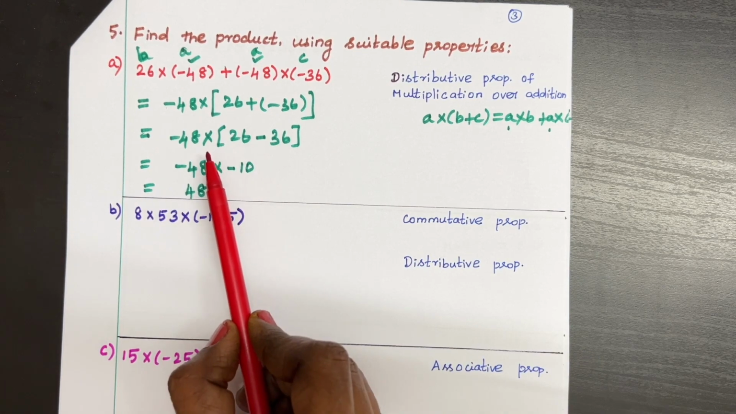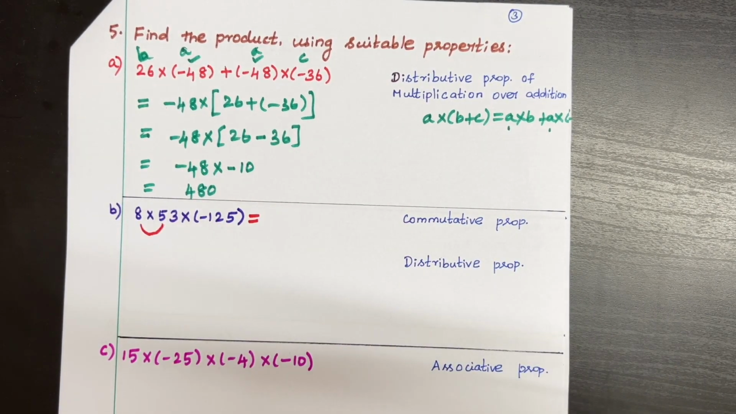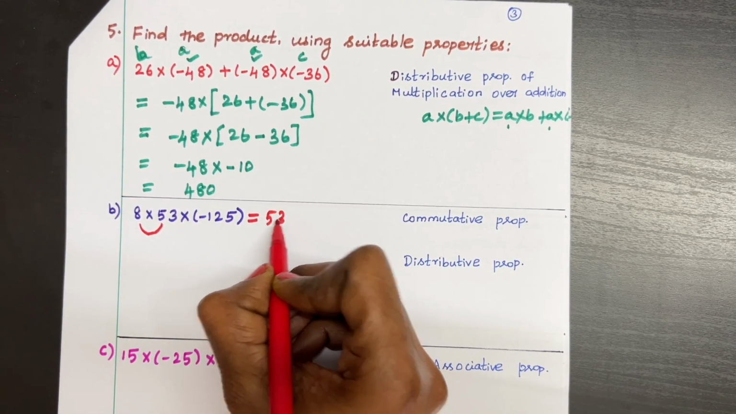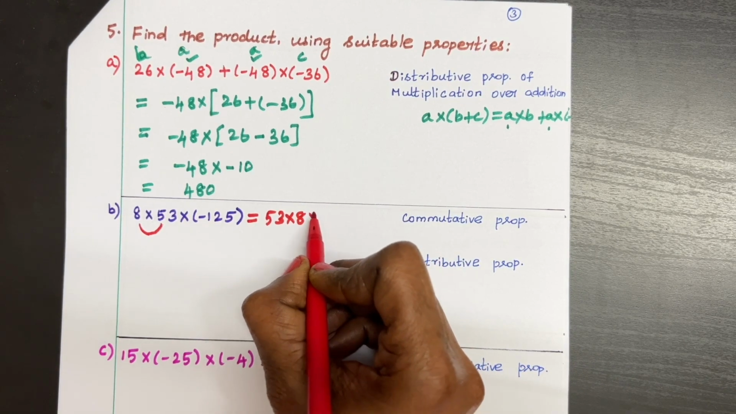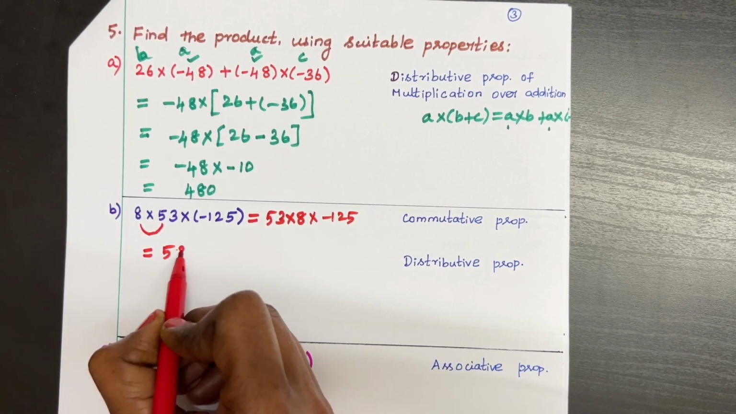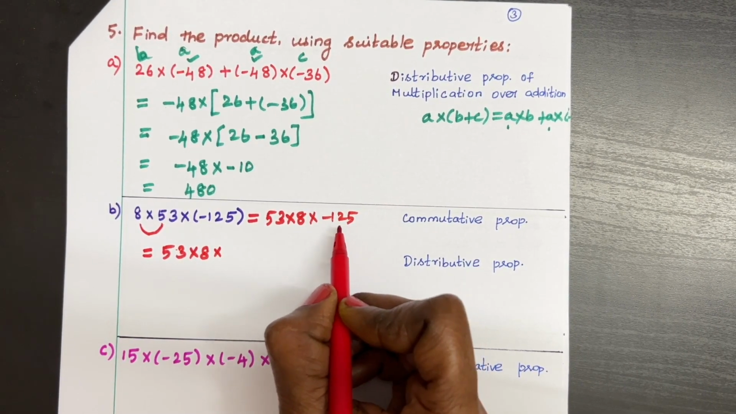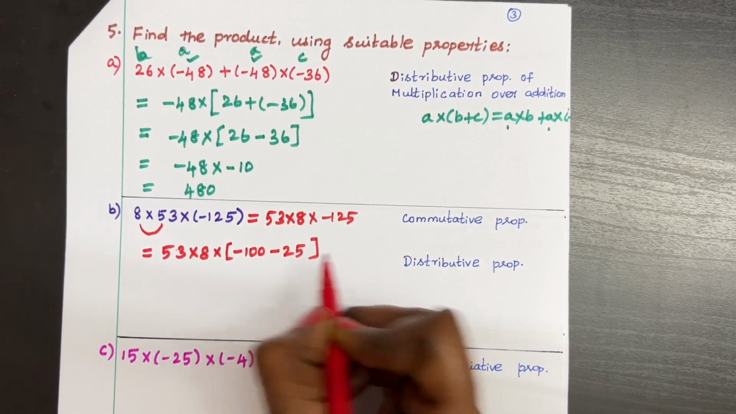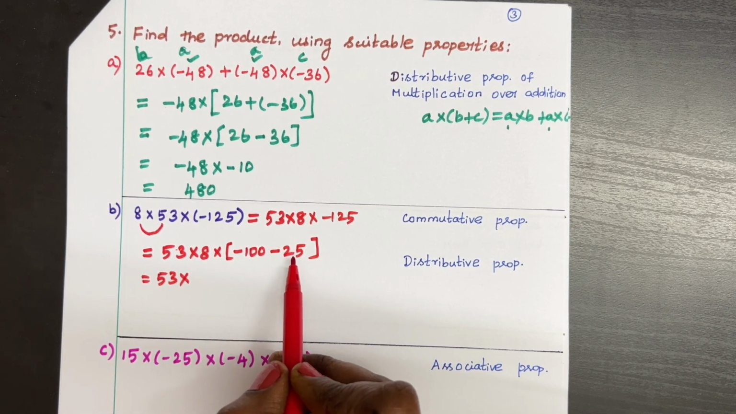Now come to B subdivision. This problem belongs to distributive property of multiplication over addition. Using this we are doing. Let us replace this 8 into 53. So 53 into 8. We can write 8 into 53 as 53 into 8 by commutative property into minus 125. Now come here. See here, this is 53 into 8, right? This minus 125, minus 100 minus 25. Can we write like this? So 53 into, this is also distributivity of multiplication over addition only.